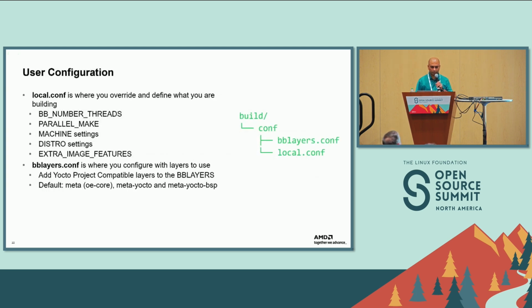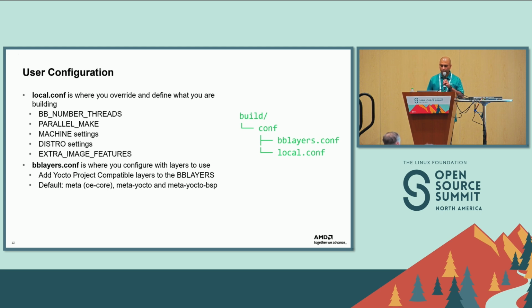Some of the Yocto project basics is the user configuration. In the user configuration, you have two files. The first one is the local.conf, and the next one is the bblayers.conf file. The local.conf file is global to the build system, and it has multiple default variables, like BB_NUMBER_THREADS, PARALLEL_MAKE, machine, distro settings, and the extra image features. BB_NUMBER_THREADS is the maximum number of bitbake tasks you execute simultaneously. PARALLEL_MAKE is extra options you pass to the make command during any of the bitbake tasks, such as do_configure, do_compile, etc.